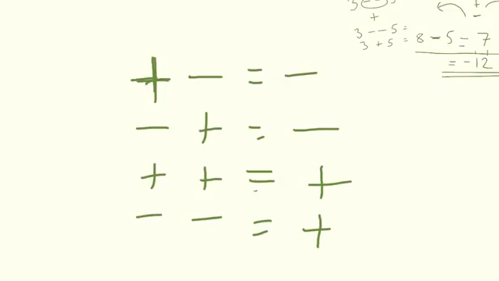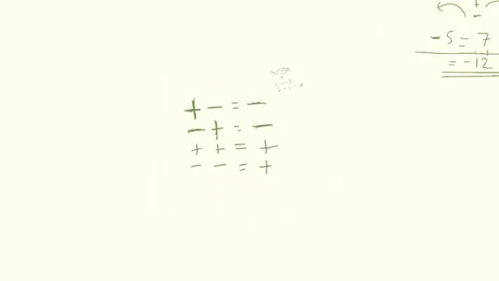Okay? A positive and a negative will make a negative. A negative and a positive will make a negative. Two positives make a positive, and two negatives make a positive. Here we go, I'll show you why.